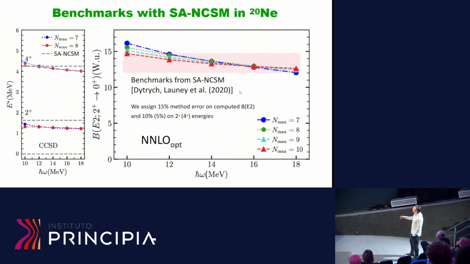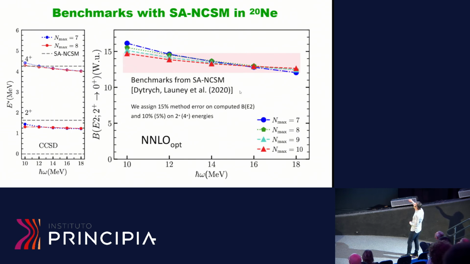So first we did a benchmark calculation to again assess the precision of our truncations and calculations here by comparing with the symmetry-adapted no-core shell model. This is for neon-20, the 2+ and 4+ states. The dashed line is the symmetry-adapted no-core shell model, and these are the coupled cluster calculations for different model space sizes. And also we computed the B(E2) transitions from the 2+ to the ground state. The band here is the estimated uncertainty band from the symmetry-adapted no-core shell model. And these dashed lines here are different model space sizes and frequencies of the underlying harmonic oscillator basis.